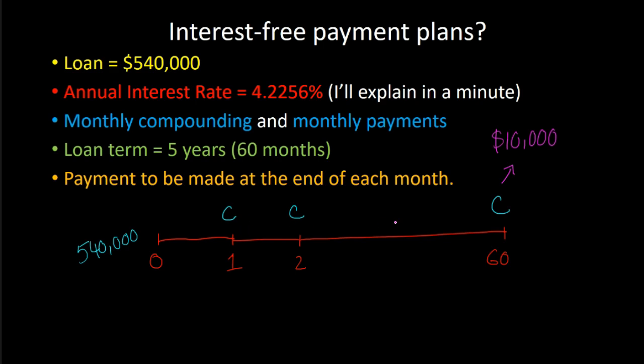So in other words, if you pay $10,000 at the end of each month for the next 60 months, you will not only retire the initial principal amount or the loan amount, you will also pay off the interest of 4.2256% that you're being charged on this loan. Okay, so that's a very simple example of loan amortization. What I want you to do now is bear this at the back of your mind and look at a very different example.